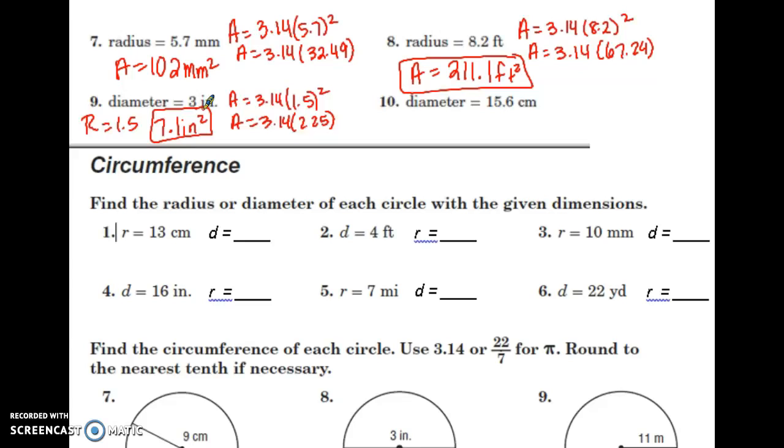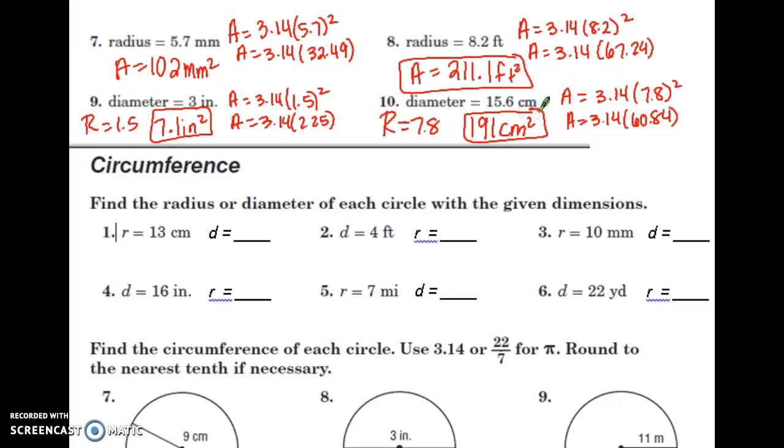Number 10 gives us the diameter, so we divide that by 2 to see that the radius is 7.8. Area equals pi times the radius squared. 7.8 squared is 60.84. Multiply that by 3.14, and that is 191.03, so 191 square centimeters.